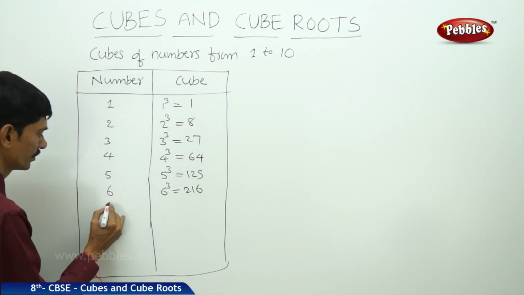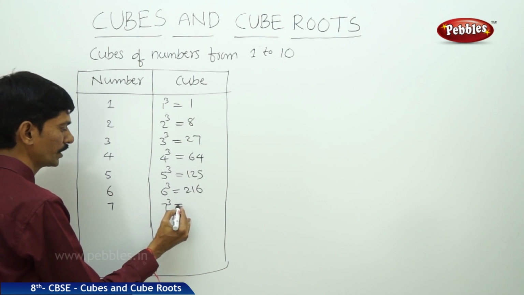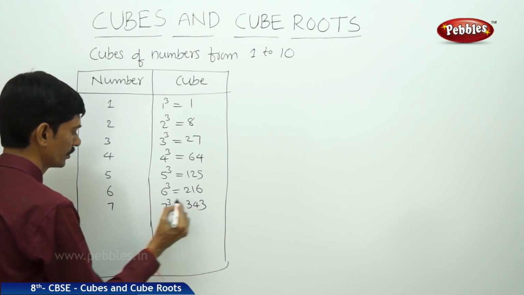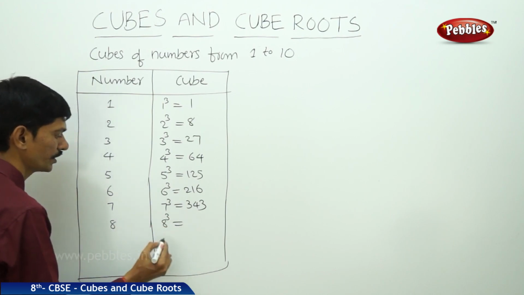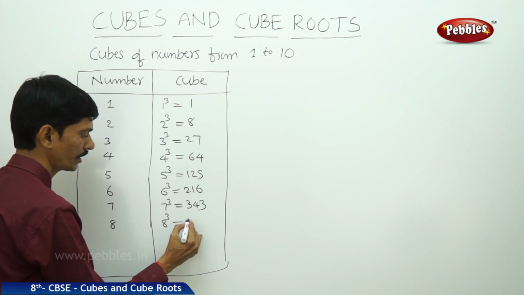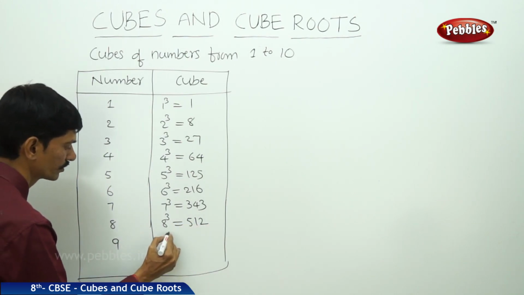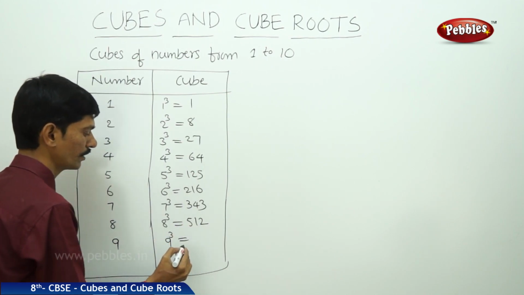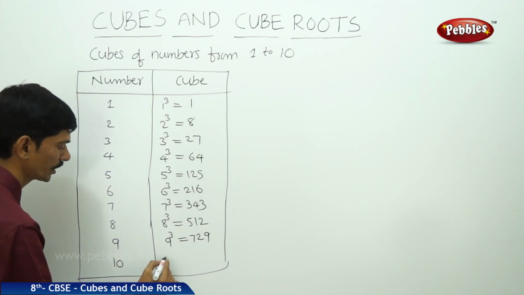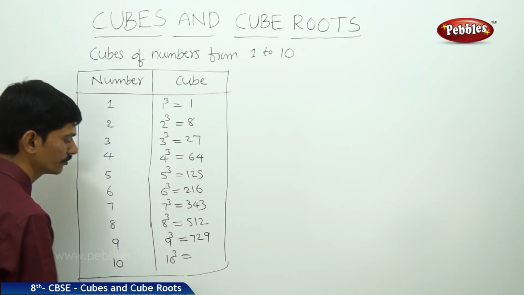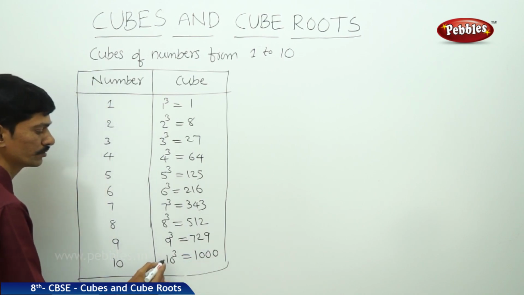Next natural number 7. So 7 cube we can write 7 into 7 is 49, 49 into 7 is 343. Next 8. So 8 cube we can write 8 into 8 is 64, 64 into 8 is 512. Next 9. 9 cube is 9 into 9 is 81, 81 into 9 is 729. Next number 10. So 10 cube, 10 into 10 into 10 is 1000. 10 tens are 100. 100 into 10 is 1000.